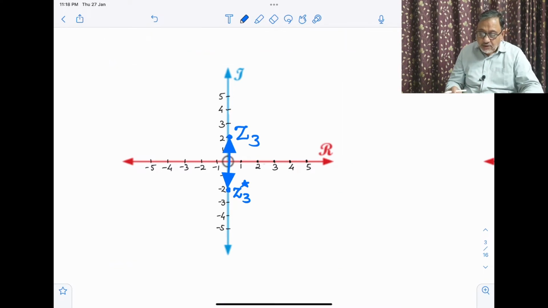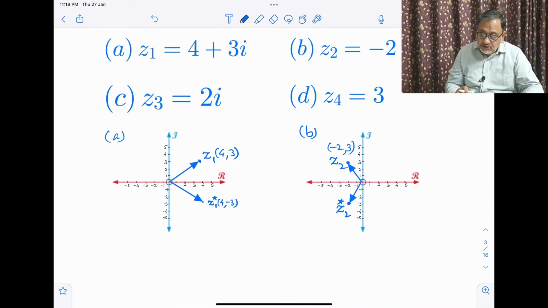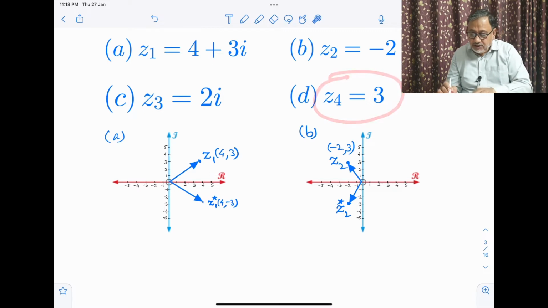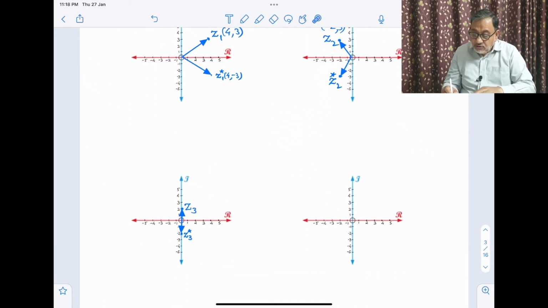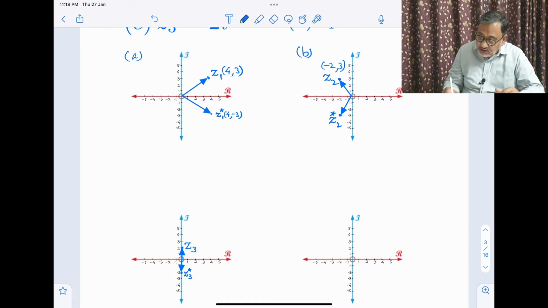Now I have to show you Z4. Z4, as you know, will be on the real axis only. So Z4, which is given by 3, is somewhere here. It will be given by this arrow diagram.